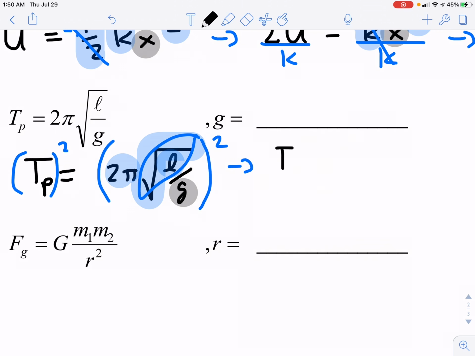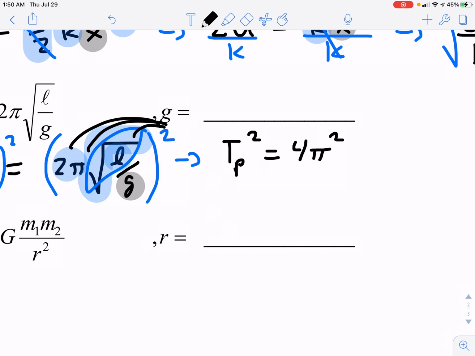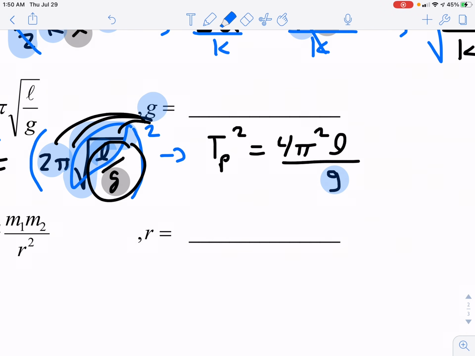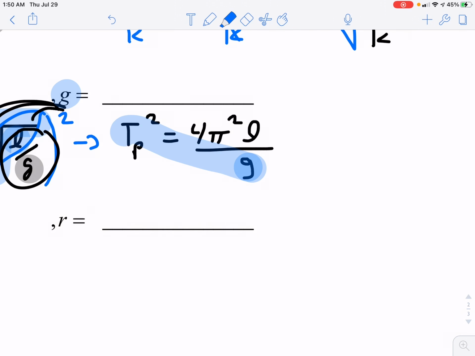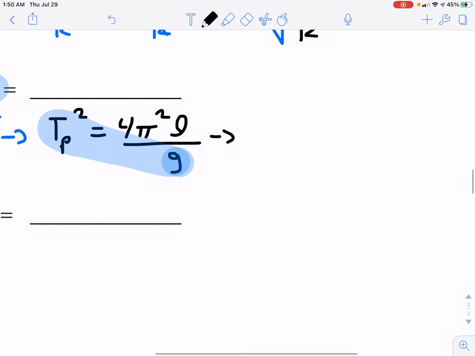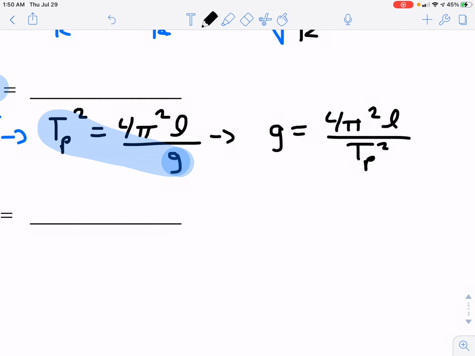So the left side would be t sub p squared equals, now if I square the entire right side, I have to square the 2, the pi, and the radical. So 2 squared would be 4, pi squared is pi squared. And when I square the radical, what happens is the square cancels the square root, so the L over G underneath just simply pops out. Now since we're solving for G right here, all I need to do is switch it with the other side of the equal sign, and we're done. G is equal to 4 pi squared L over T sub p squared.